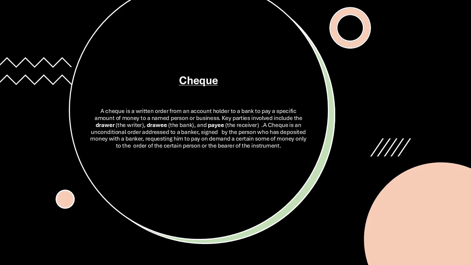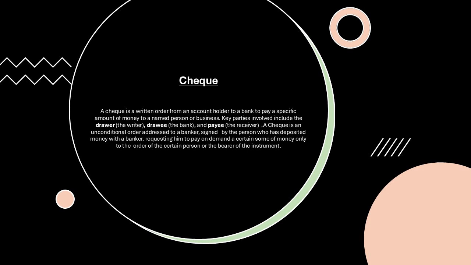Now let's see what we mean by a check. A check is a written order from an account holder to a bank to pay a specific amount of money to a named person or business. The key parties involved include the drawer, the writer, the drawee, which is a bank, and the payee, the receiver.